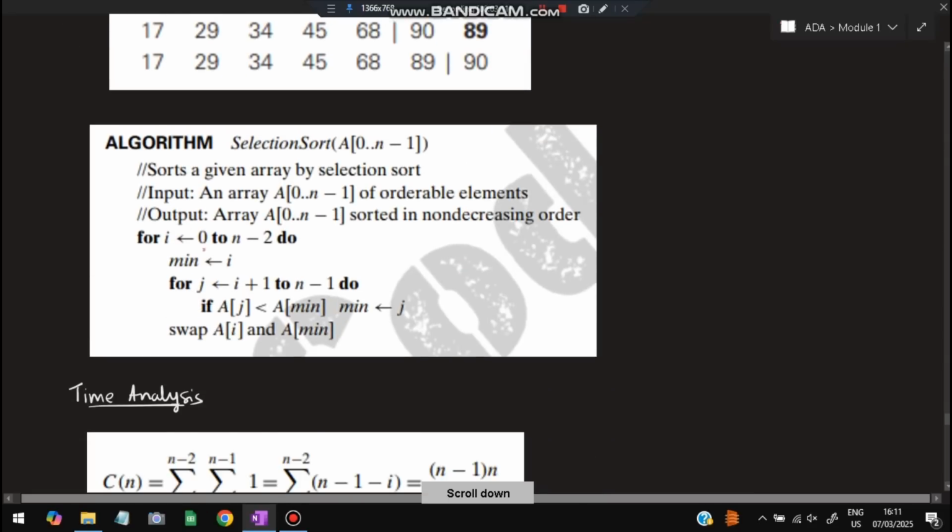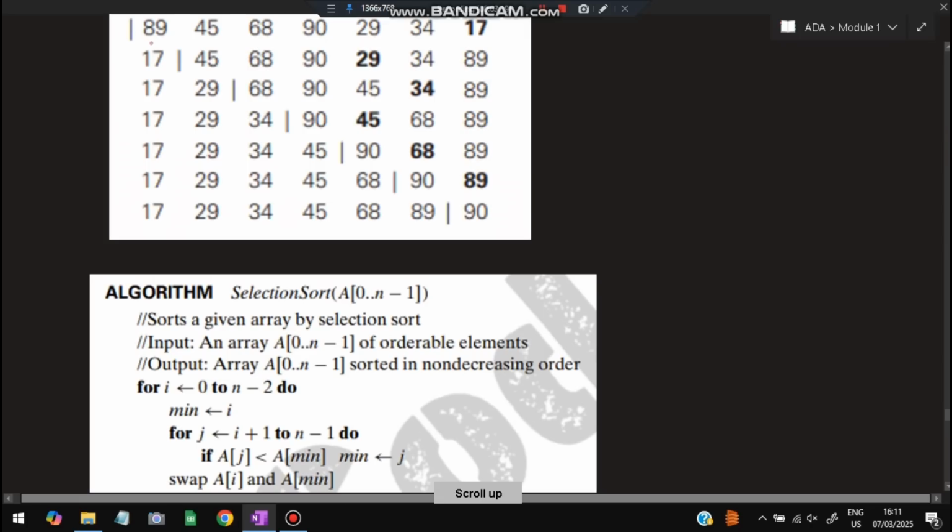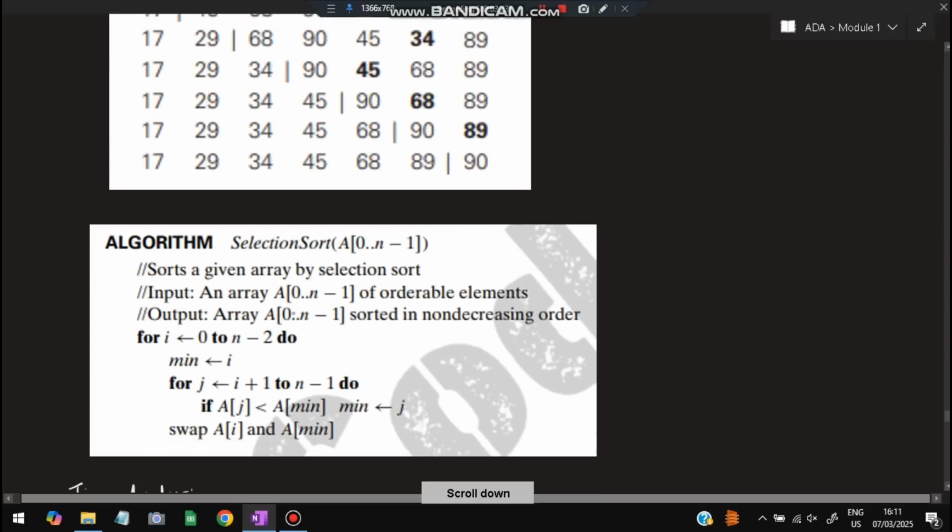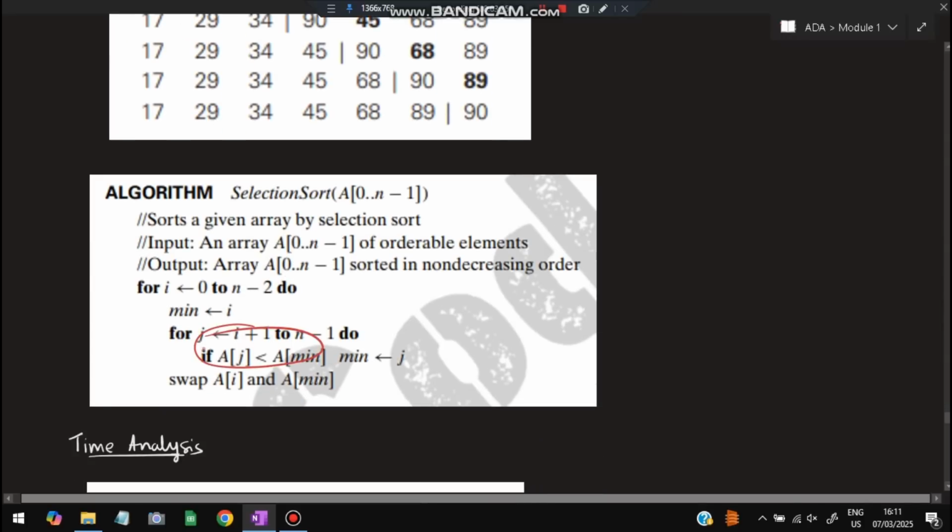The code is also very simple. From 0 till n minus 2 you are going. We are assuming that the minimum value is present at the ith index, meaning the first index. Then we'll keep on checking in this loop whether a smaller minimum value is present or not. Okay, inner loop.